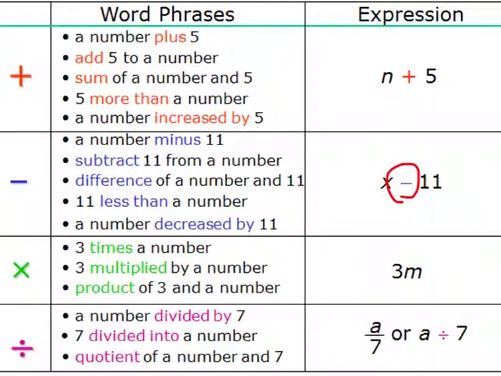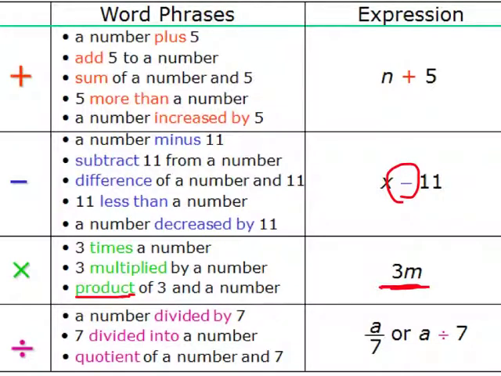And for multiplication, 3 times a number, you would just write like this. 3 multiplied by a number. The product of 3 and a number. Now here's where you have to remember, what is a product? It's the answer in a multiplication problem. These terms that you learned long, long ago are going to be very important now.